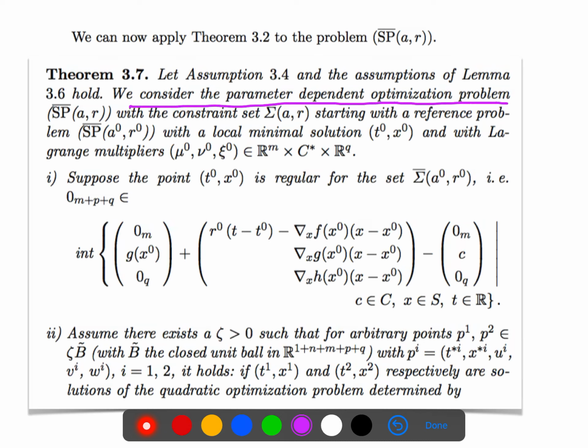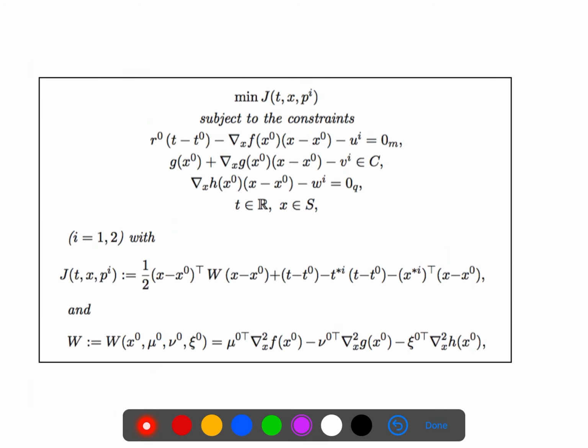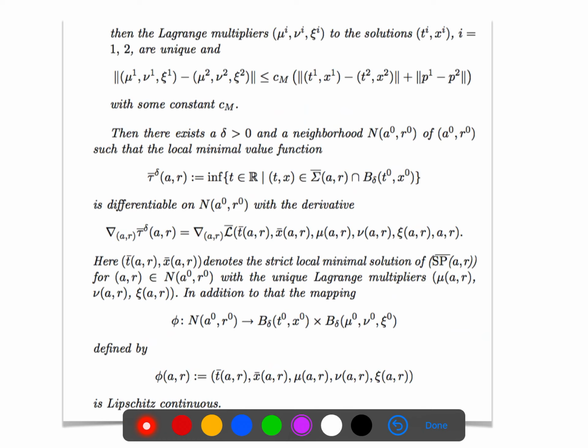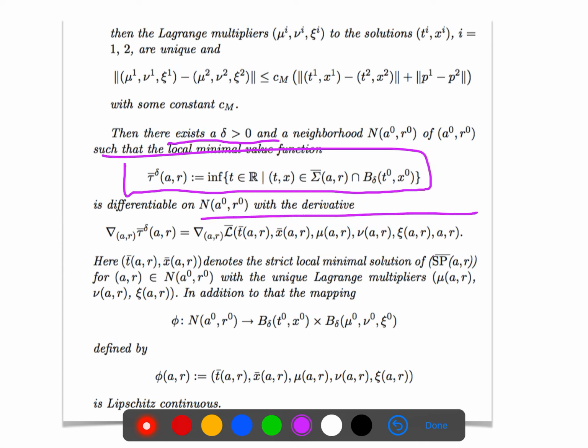if we consider the parameter dependent problem, the modified Pascoletti-Serafini, we can say that these are the assumptions of the theorem. And finally, we can say that there exists a delta such that your local minimal function is differentiable, and it has a derivative as well. And the derivative is the gradient of the Lagrangian with respect to a and r.